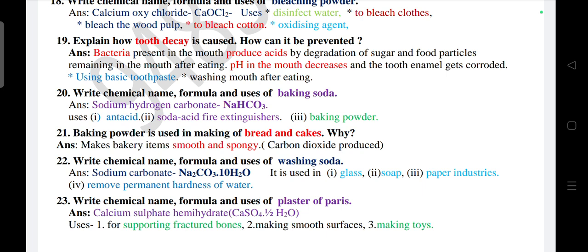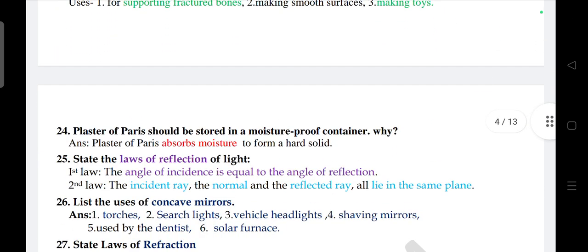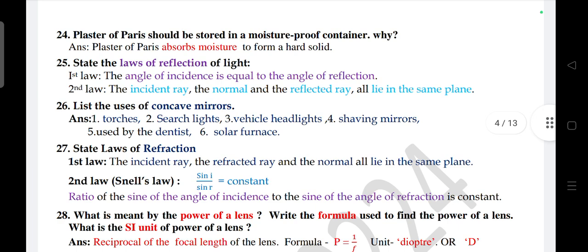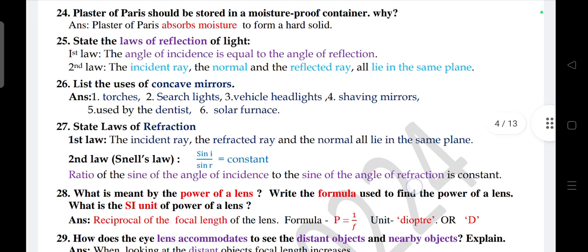Some more passing packages are already uploaded. Check that also. After this, I am going to upload important question papers with answers: how students have answered, and how you have to answer in your answer paper. I'll upload it in the next video. We just prepare for this.